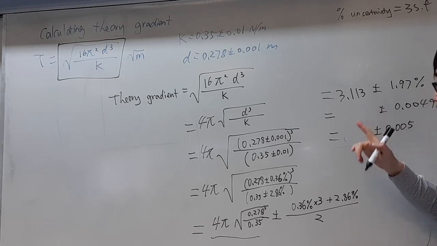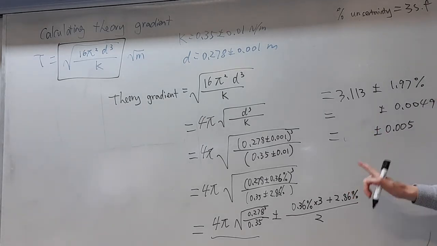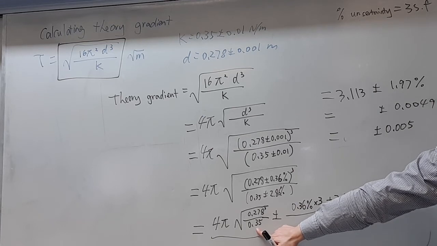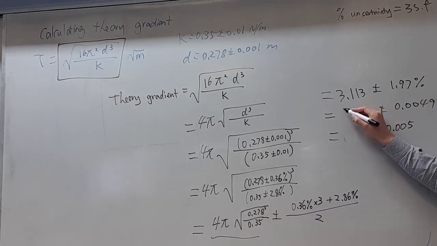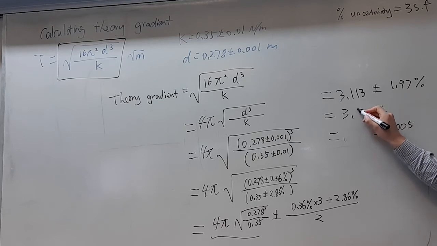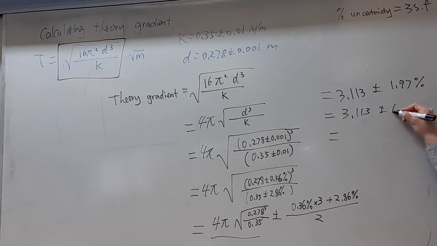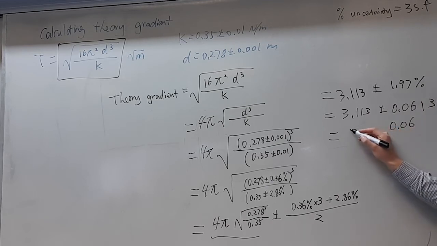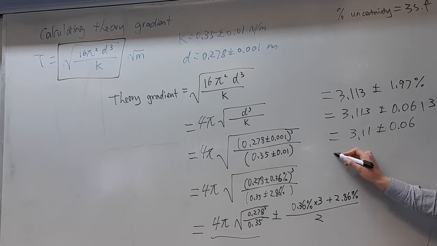Okay, and then there's an issue here. I can only use 2 significant figures because over here 0.35 is only 2 significant figures, right? So I'm going to round it at the end. Now we need to turn this back into absolute uncertainty. 0.0614. So now this needs to be one significant figure, 0.06, and the same decimal point, 3.11 plus minus 0.06. Let's have a look.